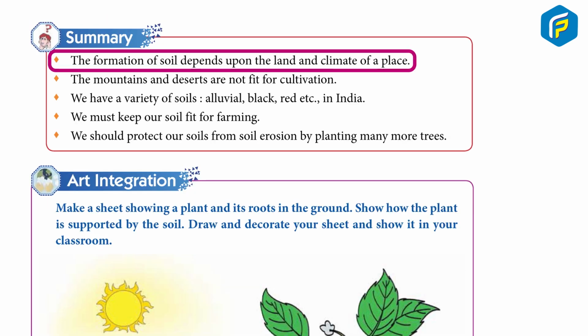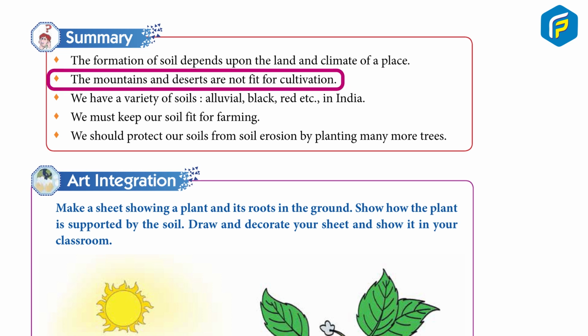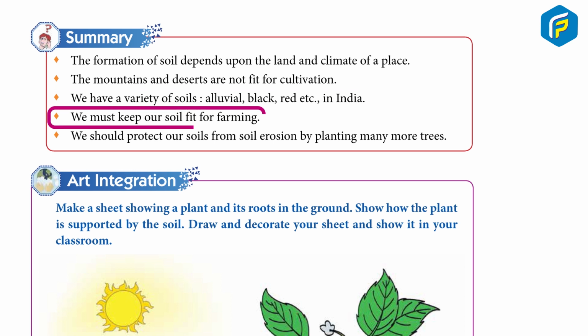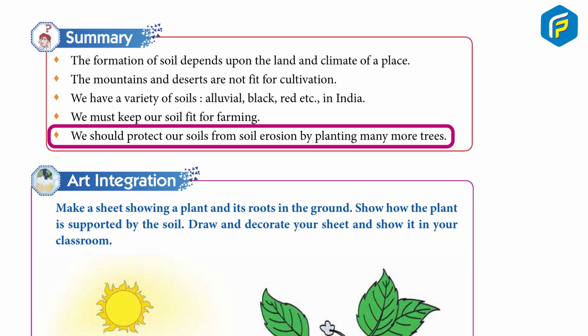Summary: the formation of soil depends upon the land and climate of a place. The mountains and deserts are not fit for cultivation. We have a variety of soils in India: alluvial, black, red, etc. We must keep our soil fit for farming. We should protect our soil from soil erosion by planting more trees.